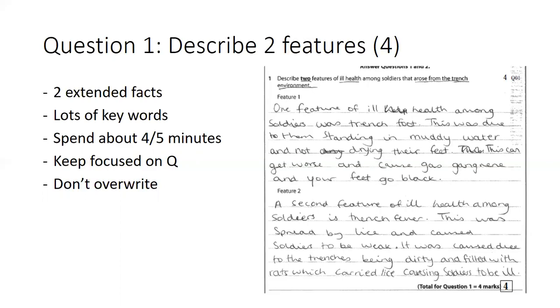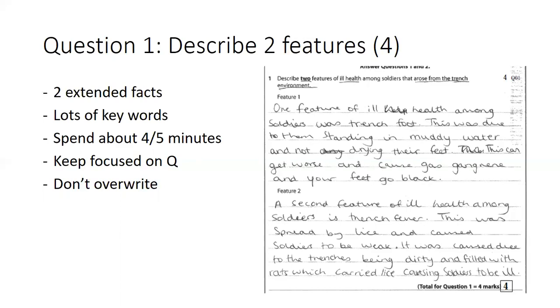It is very easy to get 4 out of 4 on this response if you are showing that you know good facts. So the question here was describe 2 features of ill health among soldiers that arose from trench environment. And this candidate has written 1 feature of ill health among soldiers was trench foot. That's going to get them the 1st mark. This was due to them standing in muddy water and not drying their feet. This can get worse and cause gas gangrene and your feet go black. That's the 2nd mark. It's an extended fact, nice and easy.